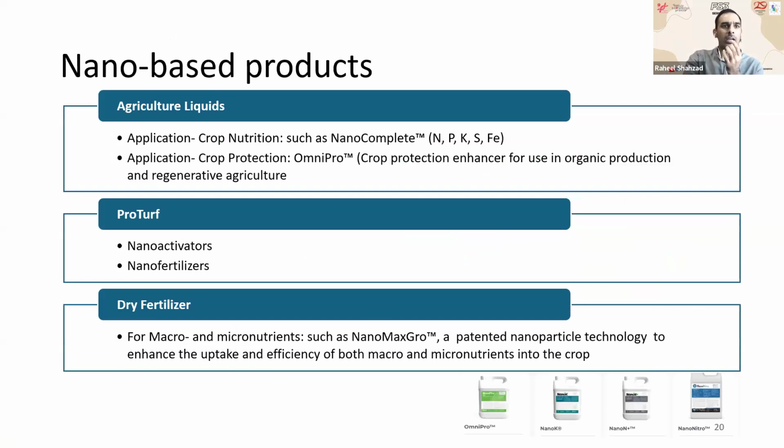There are many interesting nano-based products that have been developed so far, depending on the application. For example, only a few examples here, like agricultural liquids, and then we also have dry fertilizers with different formulations of macro and micronutrients. So depending on the purpose, people have developed different products.